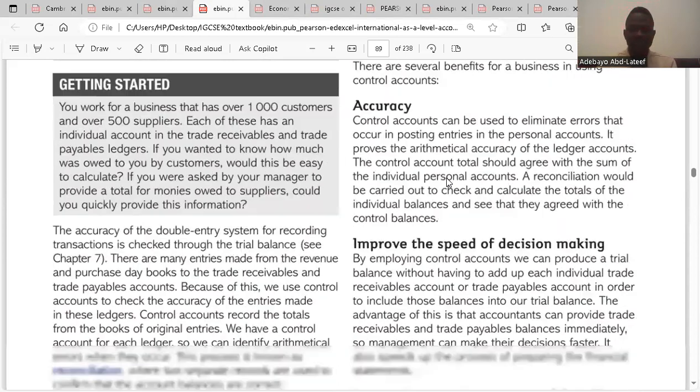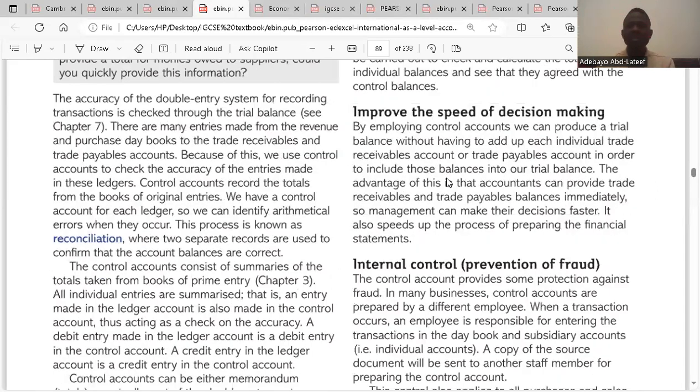The second one is to improve the speed of decision making. By employing control accounts, we can produce a trial balance without having to add up each individual trade receivables account or trade payables account in order to include those balances into our trial balance. We can summarize the figures of trade receivables and trade payables and place them immediately into the debit side and the credit side of our trial balance.